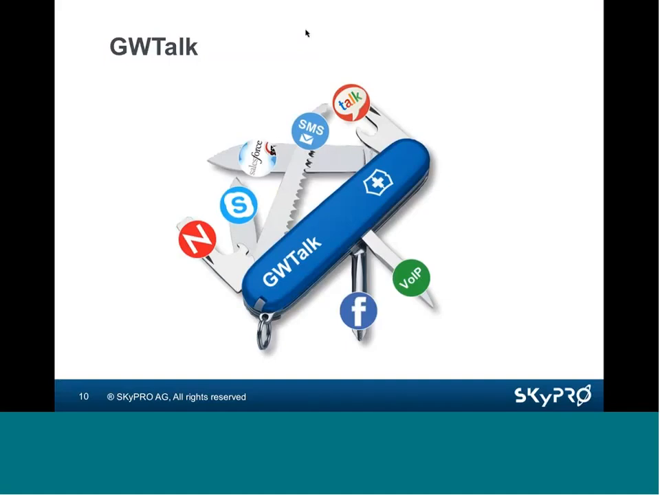The blades, or the different tools that we have. Our main tool is GW Talk, where we combine your voice over IP telephony. You can connect to Facebook, to the Novell Messenger, any other XMPP-based instant messaging service, Skype, and Salesforce, and also text messaging. You can integrate all of these with GW Talk into Groupwise.